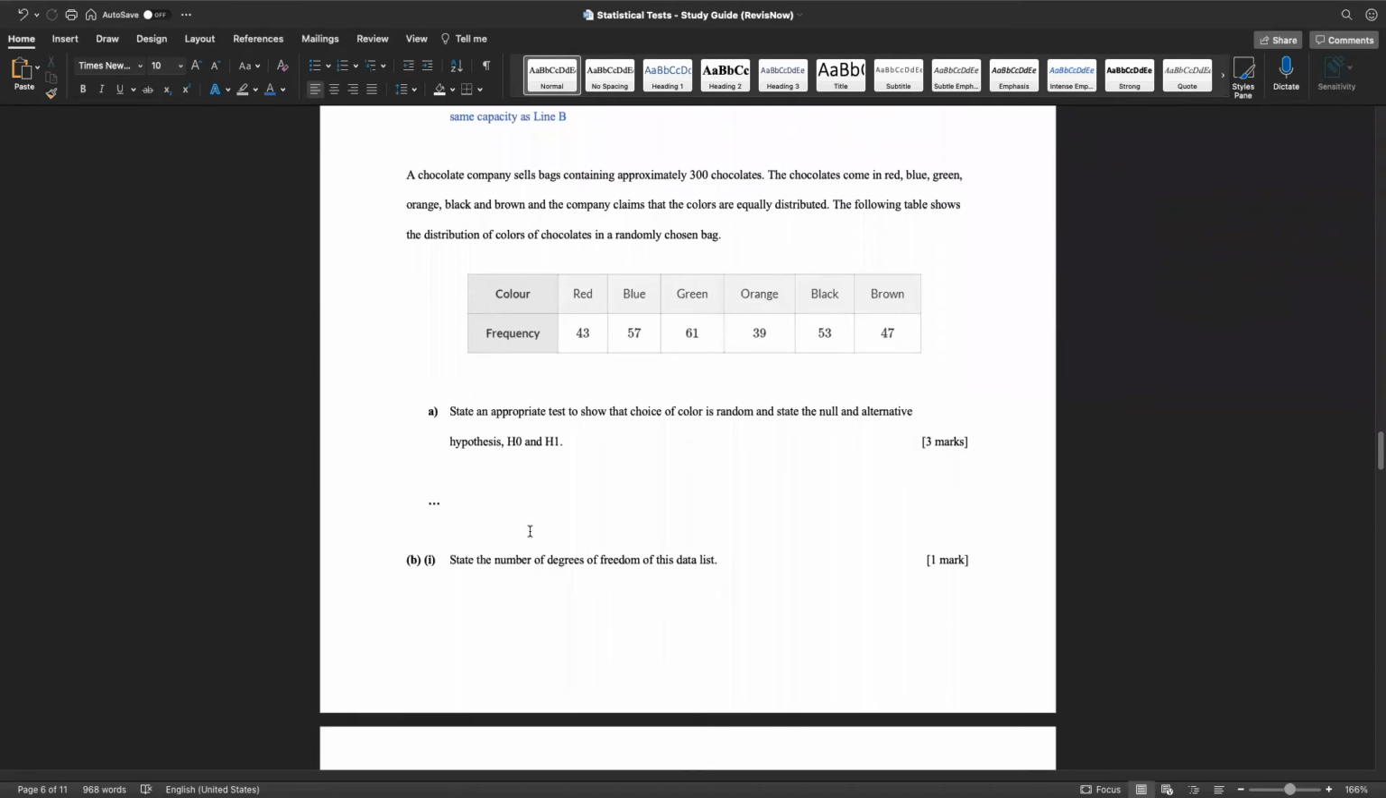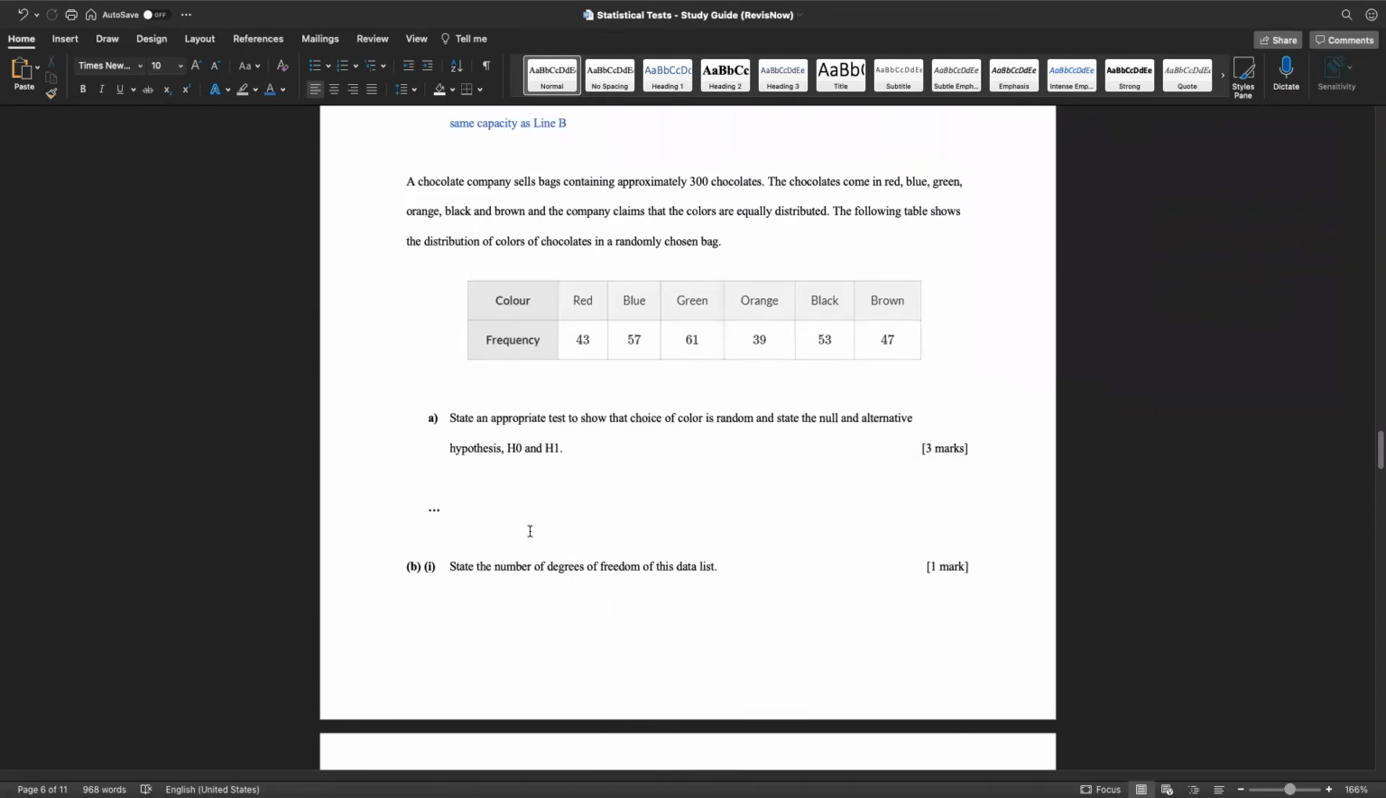Okay. A chocolate company sells bags containing approximately 300 chocolates. The chocolates come in red, blue, green, orange, black, and brown, and the company claims that the colors are equally distributed. The following table shows the distribution of colors of chocolates in a randomly chosen bag. A, state an appropriate test to show that choice of color is random and state the null and alternative hypothesis.